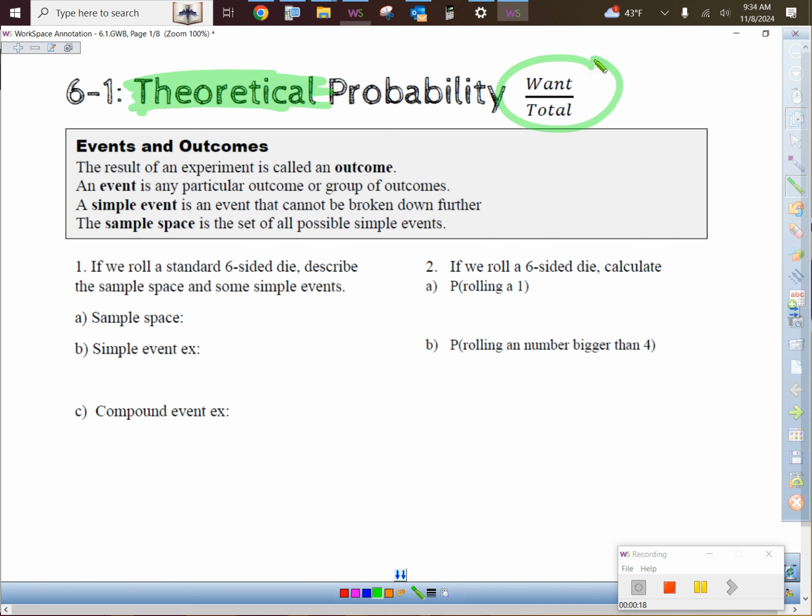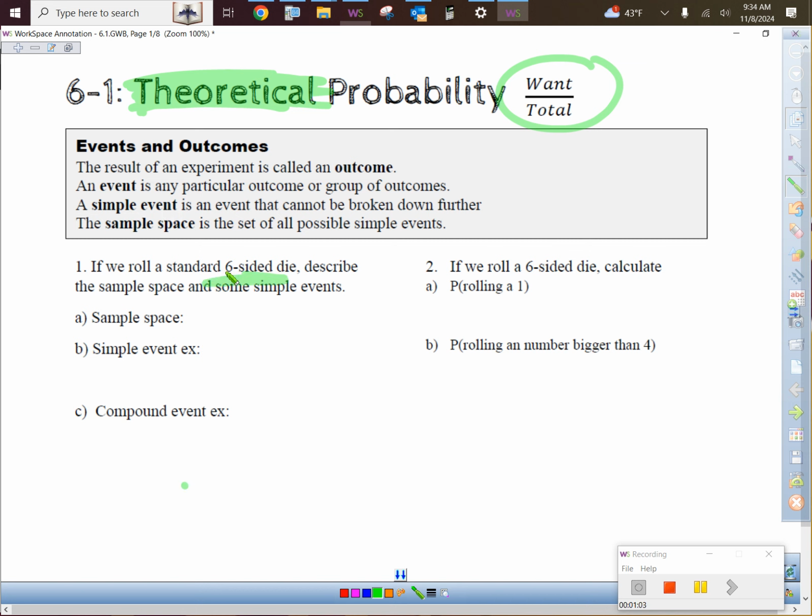So there's some cool little vocab words here also. Events and outcomes. The result of an experiment is called an outcome. So right here, if I roll this dice, that outcome was a 4 because it landed on a 4, right? That was the outcome of that event. An event is just a particular outcome or group of outcomes. And then there's this simple event. It's something that can't be broken down further. And then the sample space. Big deal. Let's just dive into these questions.